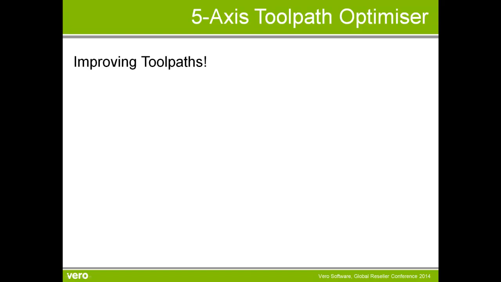The new 5-axis toolpath optimizer command gives us improved 4 and 5 axis simultaneous toolpaths. This gives us two major benefits. It gives us improved simulation within Alphacam and center simulator.